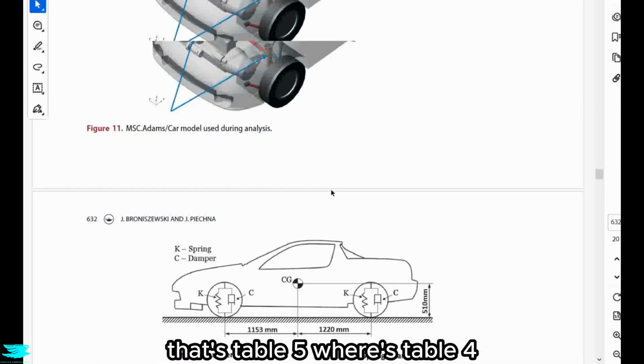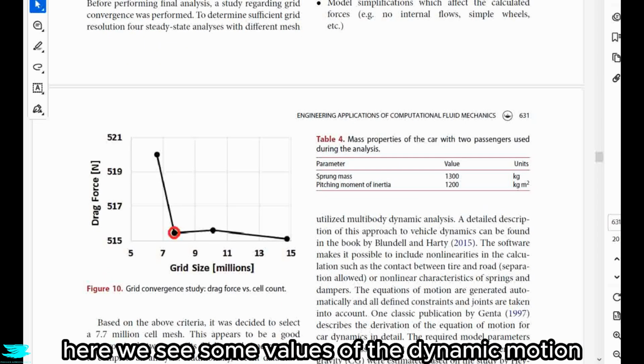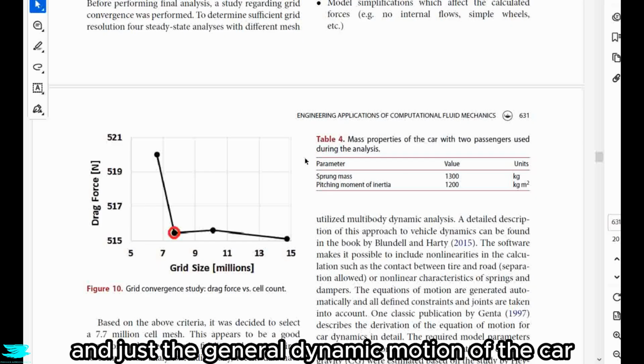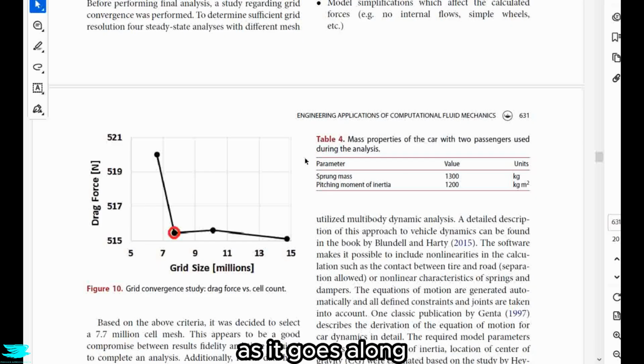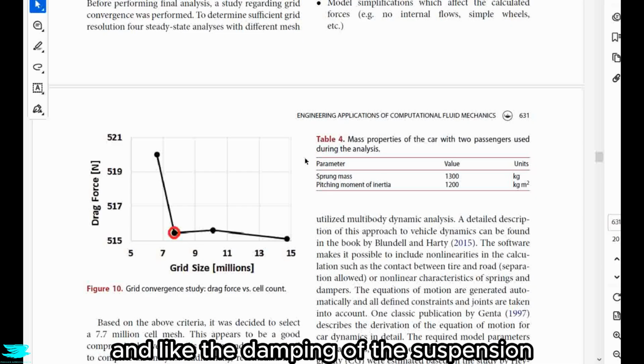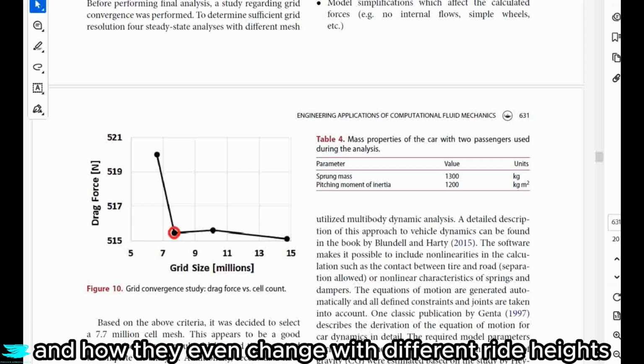No, that's table 5. Where's table 4? Here we go, table 4 here. We see some values of their dynamic motion, so the sprung mass and the inertia, and the authors use these details and various other things in their model to take into account some of the non-linearities and just the general dynamic motion of the car as it goes along, including even like the slip of the model and the damping of the suspension and things like that. It's really cool. And how that even changes with different ride heights.